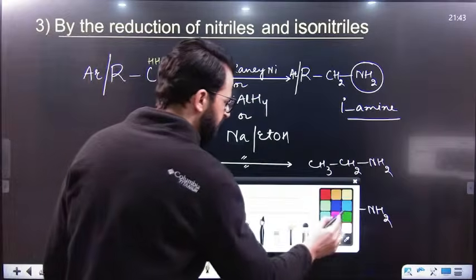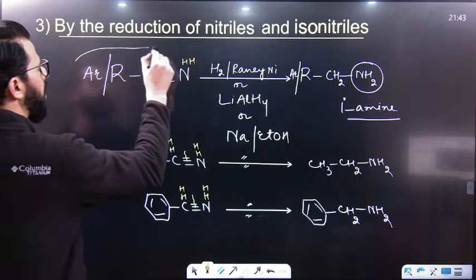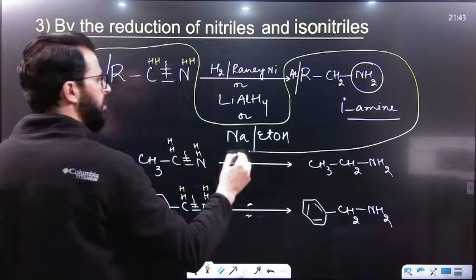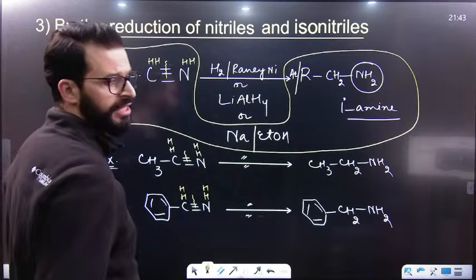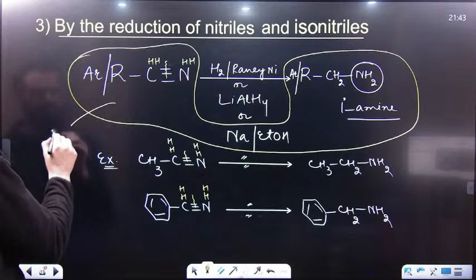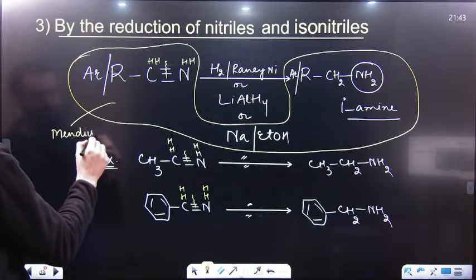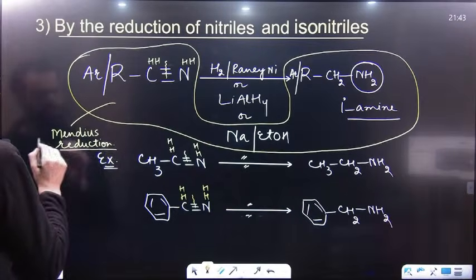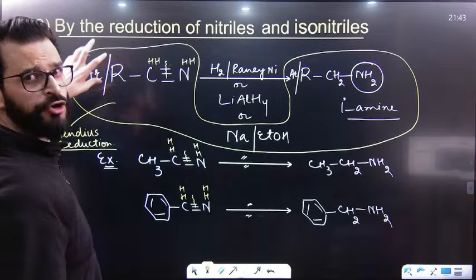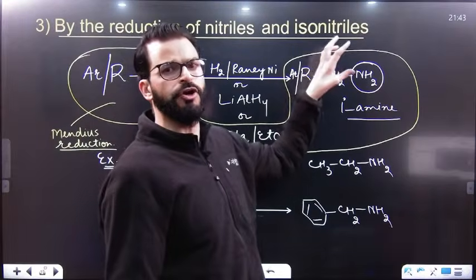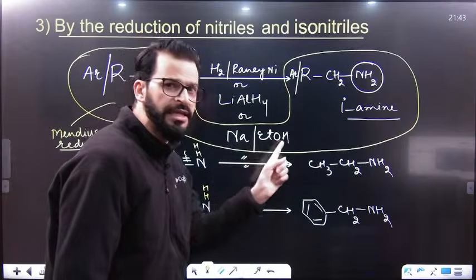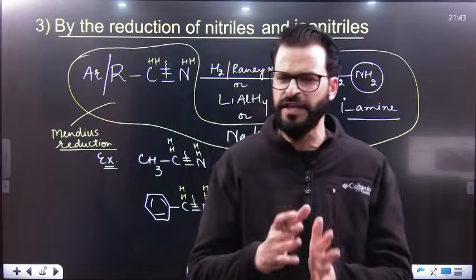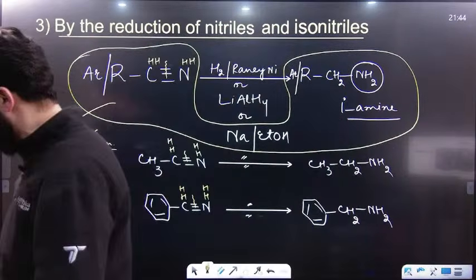Now, let me tell you one more thing. Whenever you are reducing this cyanide to amine by using sodium in alcohol or sodium amalgam in alcohol, we call this reduction Mendius reduction. So which type of reduction is known as Mendius reduction? One in which aliphatic or aromatic cyanides are converted to aliphatic or aromatic primary amines by using sodium in alcohol or sodium amalgam in alcohol as the reducing agent. These are very, very simple reactions. I hope these are clear to each and every one.